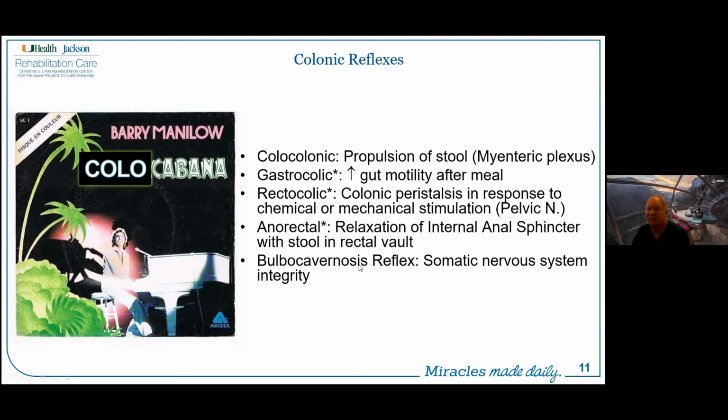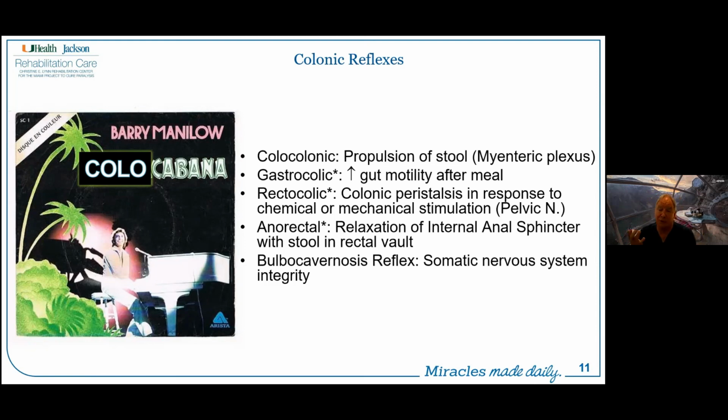The bulbocavernosus reflex isn't part of the GI tract, but it tells us the integrity of that final common pathway. When I am doing a rectal exam and reaching around, tugging on the glans penis or pulling on the pubic hair, that elicits a reflex contraction of the external sphincter and pelvic floor musculature. So that tells me, if that is intact, that I have an upper motor neuron as opposed to a lower motor neuron bowel that I'm dealing with.